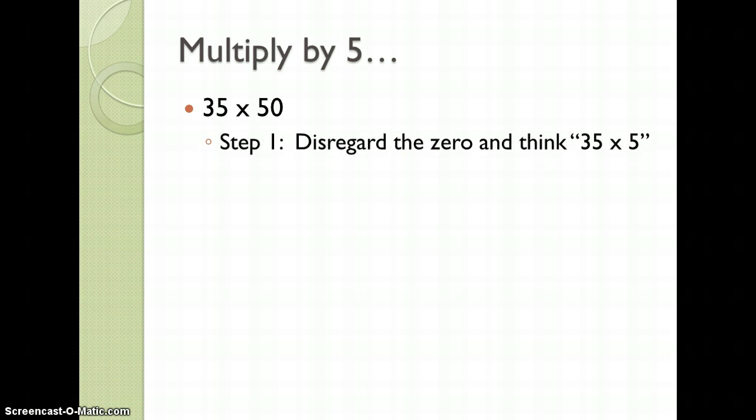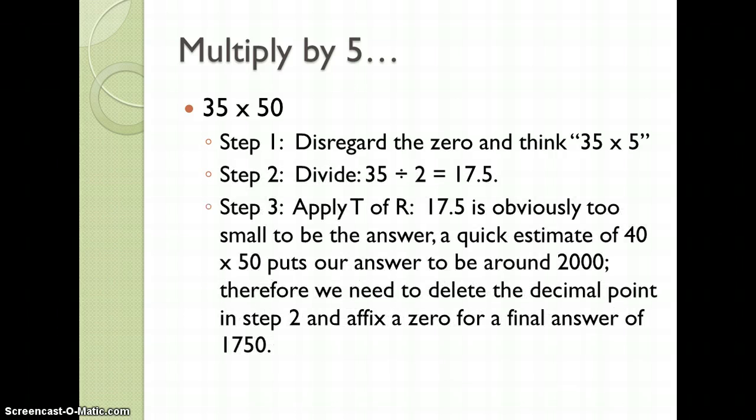35 times 50. Disregard the 0 and think 35 times 5. Divide 35 in half, which is 17.5. Apply the test of reasonableness. 17.5 is obviously way too small to be the answer of 35 times 50. A quick estimate of 40 times 50 puts our answer to be around 2,000. Therefore, we need to delete the decimal point in step 2 and affix a 0 for a final answer of 1,750.